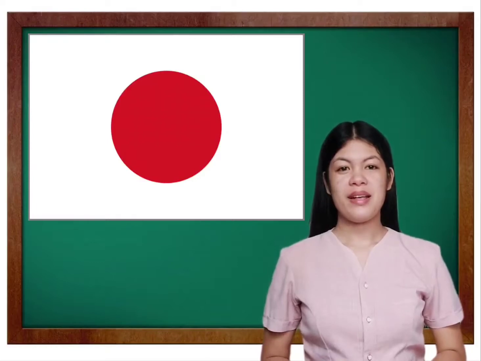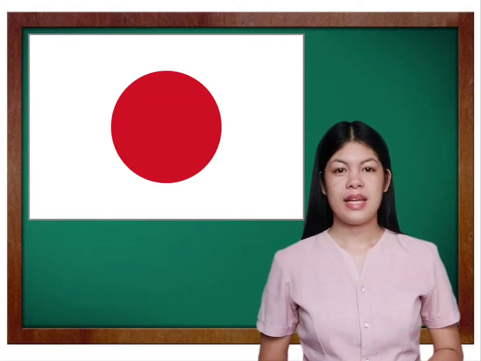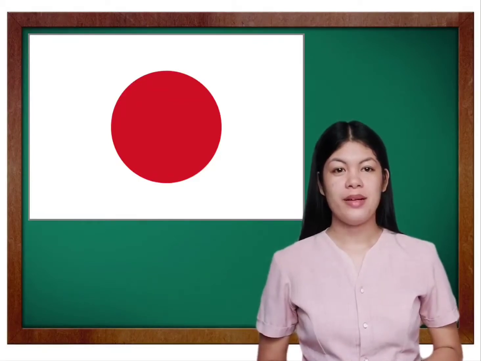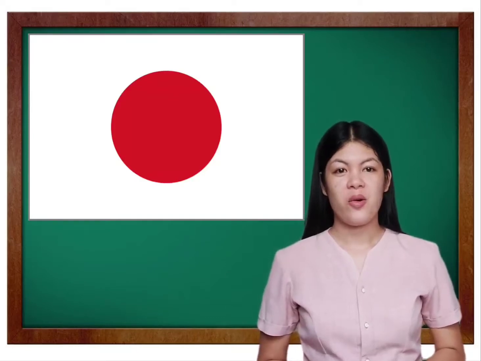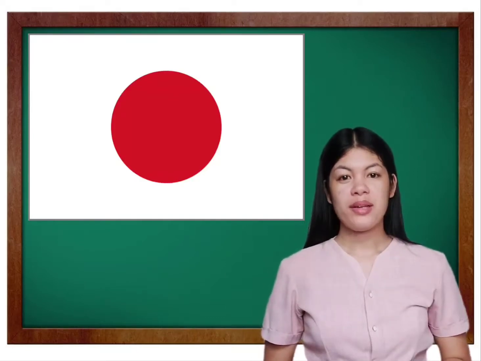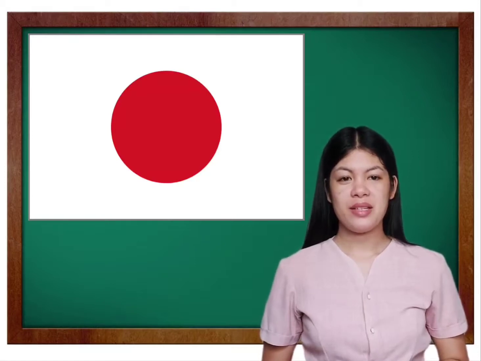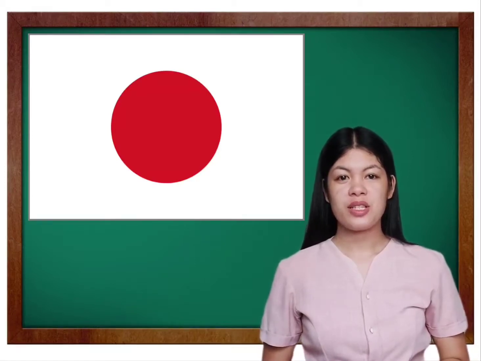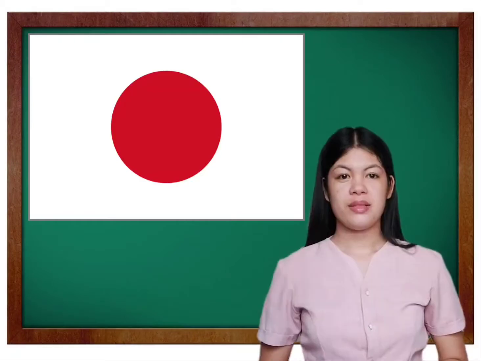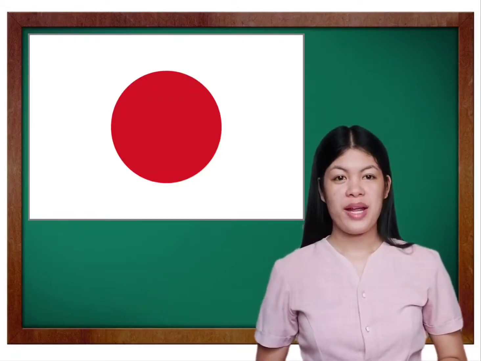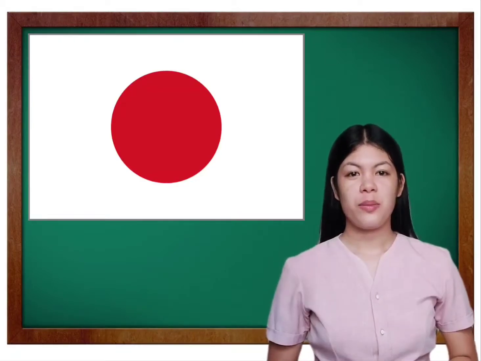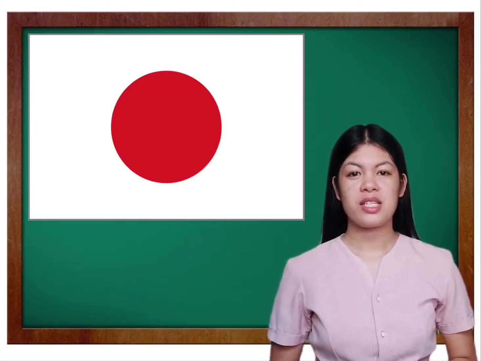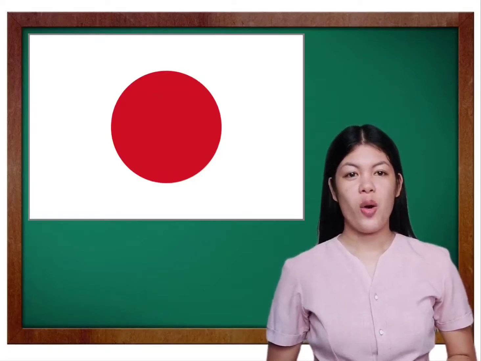What are the shapes or symbols used in this flag? That's correct. It has a shape of circle and rectangle. What do you think are the tools and instruments used to draw this flag? Yes, that's great. The tools and instruments used to draw this flag are compass, T-square, and triangle.